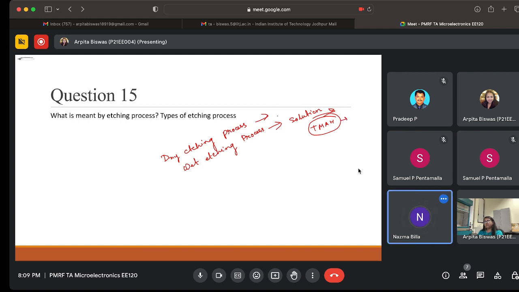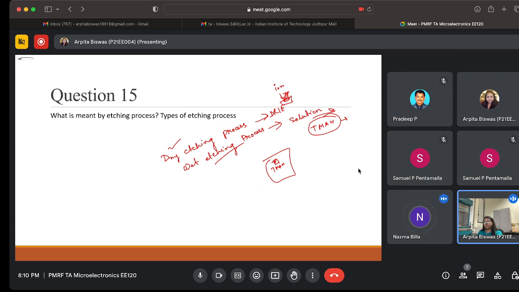And reactive ion etching, deep reactive ion etching: some ions are bombarding, so the required portion can be etched out by the ions. This is part of dry etching. And in wet etching, there is a solution. If you dip the wafer into the solution, the portion which is not covered by the mask will etch out. Okay, can we move towards the next question? Yes, ma'am.